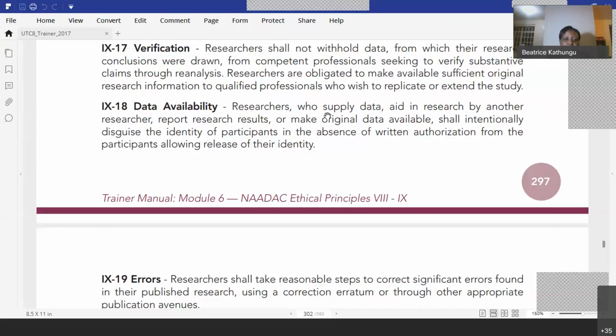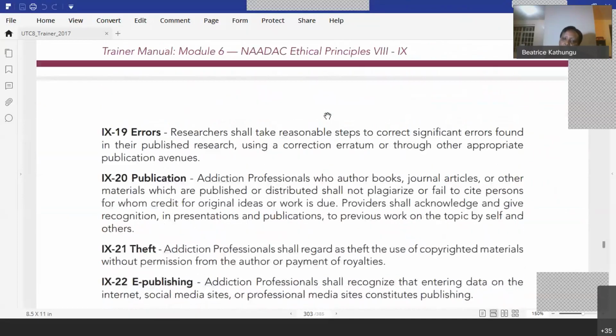Now, 19 is about errors. Sometimes you may make a publication and discover that there were errors in your publication. This standard reminds us that we have a responsibility to take reasonable steps to try and make corrections on these errors, especially if they are significant.